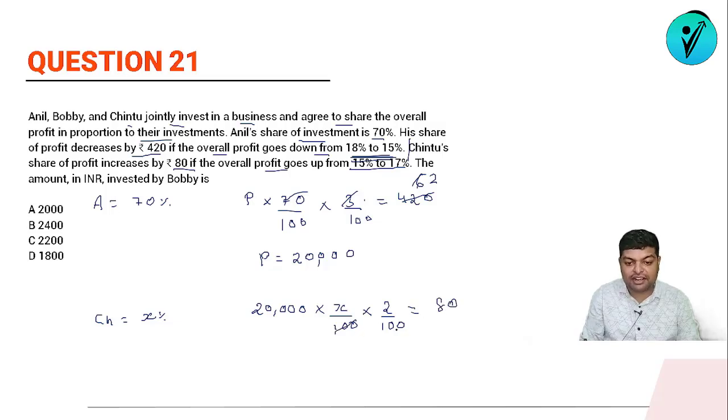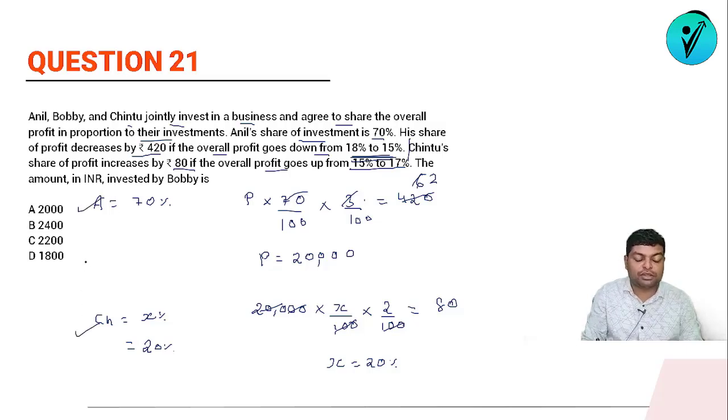इसे सॉल्व कर लेते हैं. 100 कैंसल्ड हो जाएगा, तो x की वैल्यू क्या हो जाएगी? 2 2 जा 4 यानी 20. इसका मतलब है चिंटू हैज डन 20% ऑफ द इन्वेस्टमेंट, अनिल हैज डन 70%, चिंटू हैज डन 20%. सो व्हाट विल बी द बॉबीज इन्वेस्टमेंट? सो बॉबीज इन्वेस्टमेंट विल बी 10%. ठीक है, बॉबीज इन्वेस्टमेंट विल बी 10%.